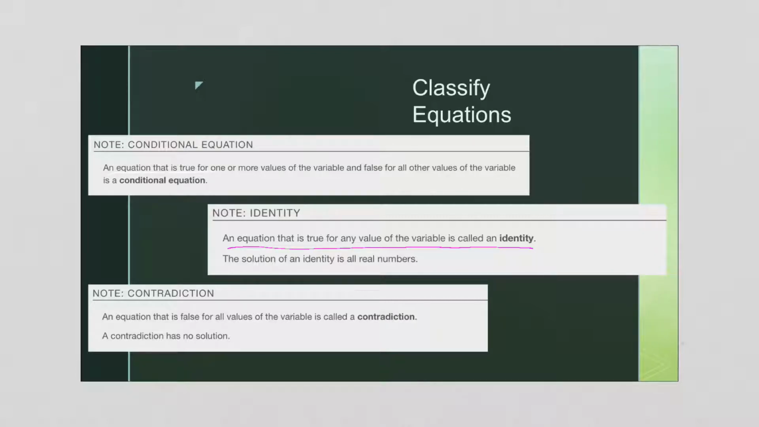And then you have something called a contradiction. And that's when it's false for any value you put in. Doesn't matter what value you choose, there's no such thing that would work. What we have been doing this whole time so far has been this one. We have been doing only conditional equations up to this point. So I'm going to show you guys what happens when you come up with one of these.